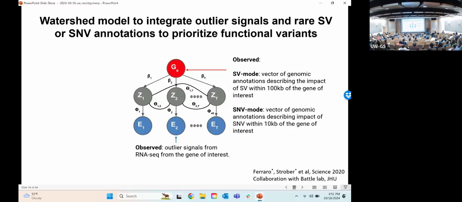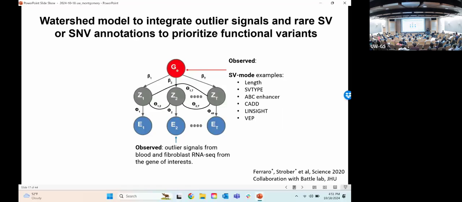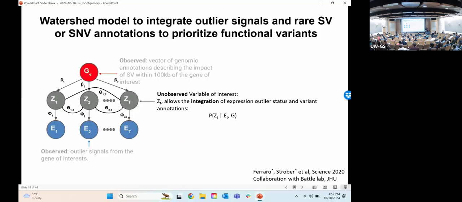And we train this model, so I keep going here. For the SV, we include different types of predictors, like whether or not it's an ABC enhancer, CADD scores, VEP scores, whatever we can get. And it's the same with SNPs. We can put in all sorts of different types of annotation there. And what we can try and do is train it to learn these unobserved variables of interest.